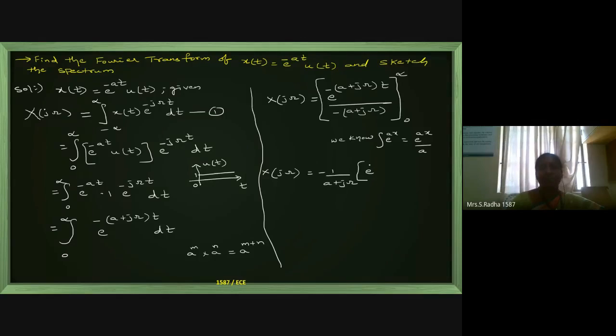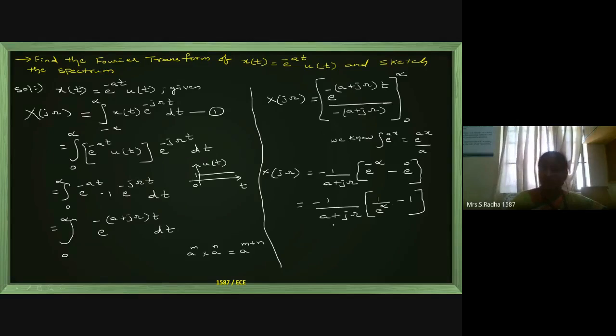So e power minus a plus j omega into infinite. E power infinite into anything is infinite. Minus the substitution of the lower limit. In the place of t, I am putting the limits. Now this will become 1 by a plus j omega, and this is 1 by e power infinite minus 1. So e value is 2.71, and 2.71 whole power infinite will become infinite only. So 1 by infinity is 0.